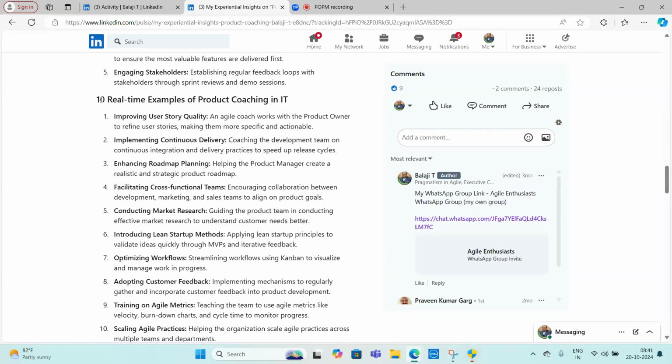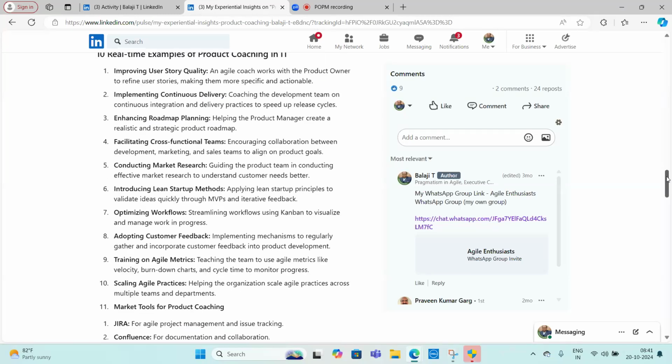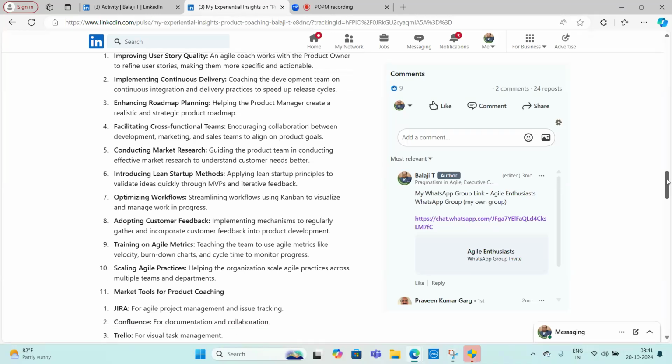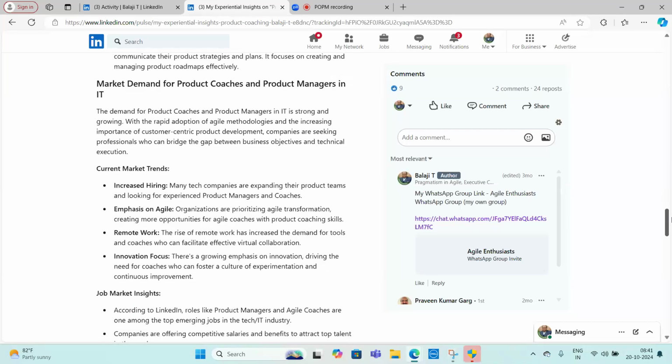I have given some 10 real-time examples of product coaching in IT, because someone can ask me, "Hey, Balaji, I understand that you keep on talking about product coaching in IT. What will it contain inside it?" Yes, for that I have given you some 10 examples. Please go through this, and you will at least come to know, at a high level, some of the dimensions or aspects of product coaching in IT.